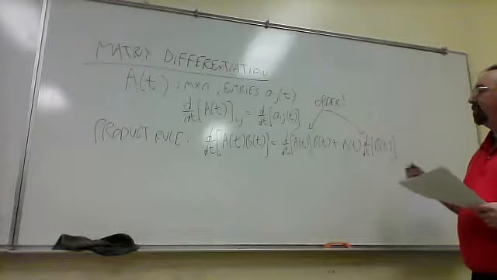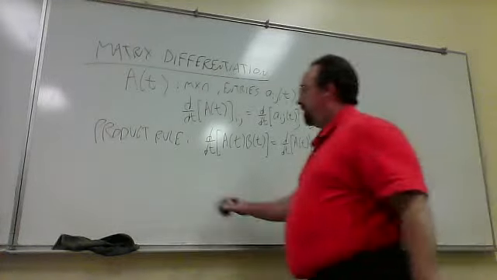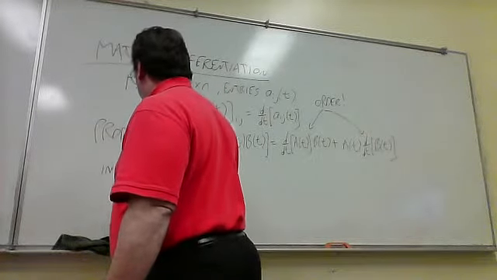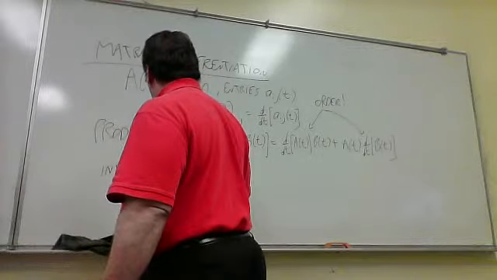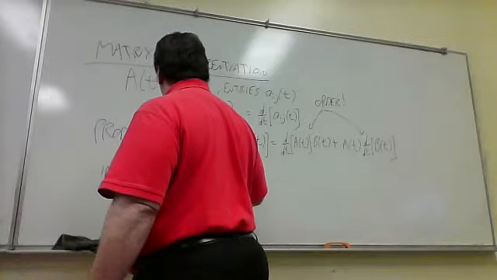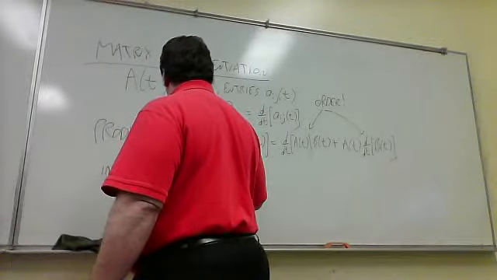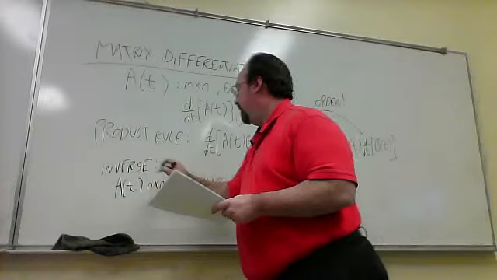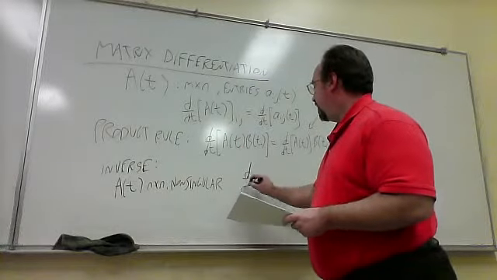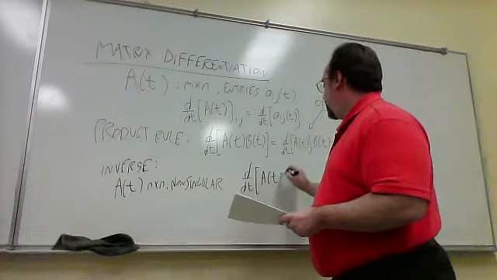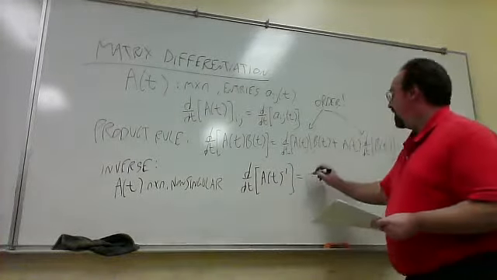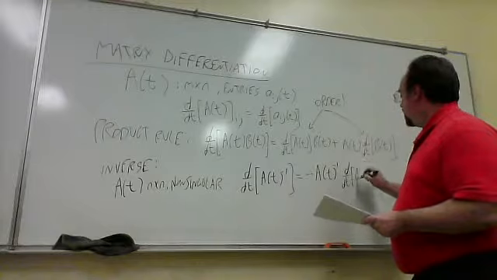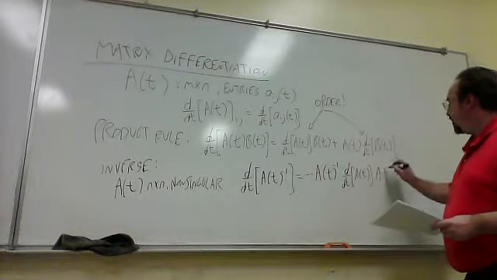Now, there's also a rule for inverses. In the case where A is n by n and a non-singular matrix, then the derivative of the inverse is going to be minus the inverse times the derivative of A times the inverse again.